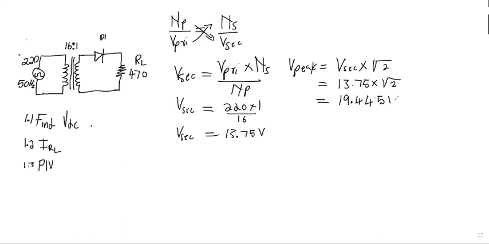19.445. I round off to 3 decimal places, the minimum. So I have VSEC, V peak. Remember the formula. What is the formula for VTC? The formula for VTC is equal to V peak out multiplied by 0.318. It's V peak out times 0.318.